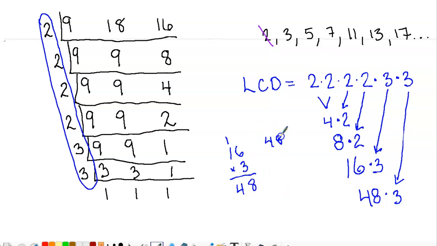So 48 times 3. 3 times 8 is 24. Carry that 2 over. 3 times 4 is 12, 13, 14. So our LCD is 144.